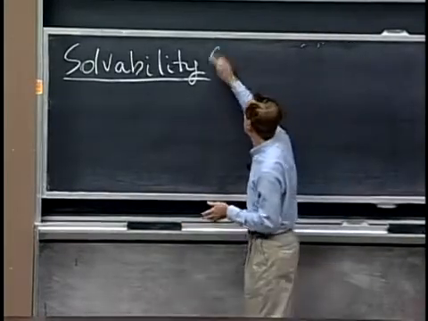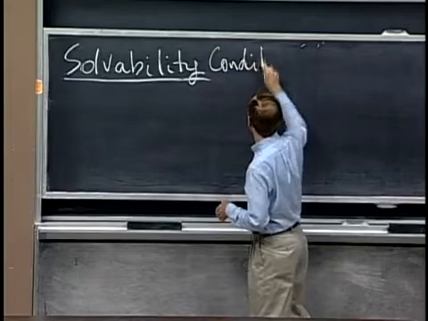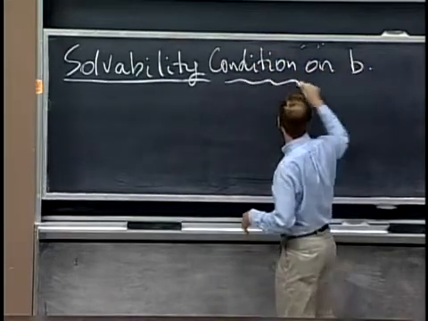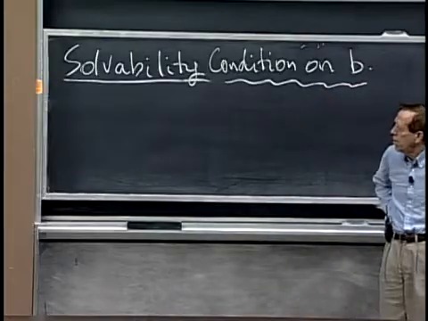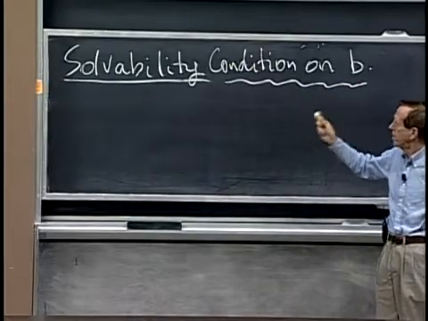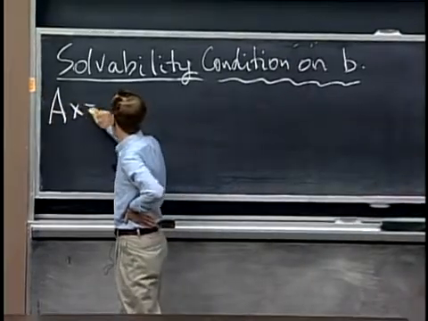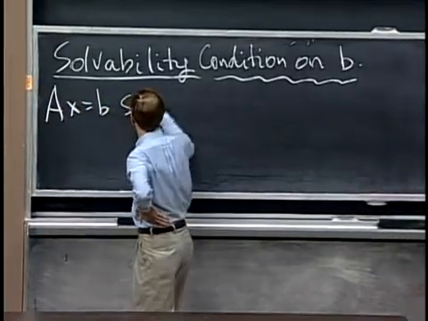So this is the condition on the right-hand sides. And what is that condition? This is solvability always of Ax = b. So Ax = b is solvable.